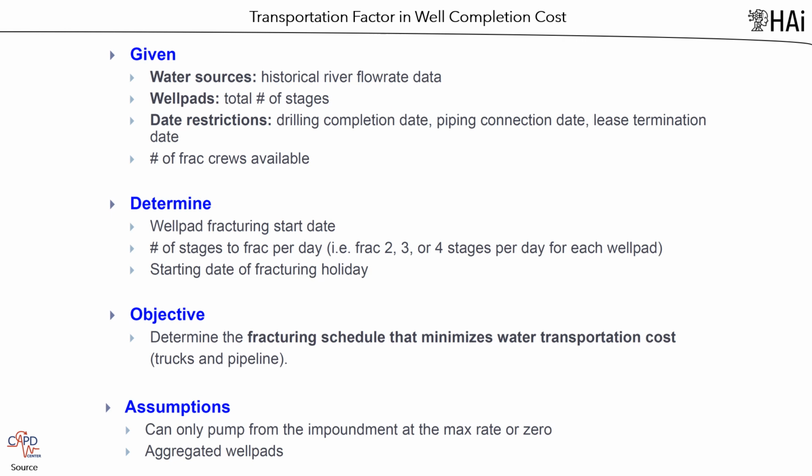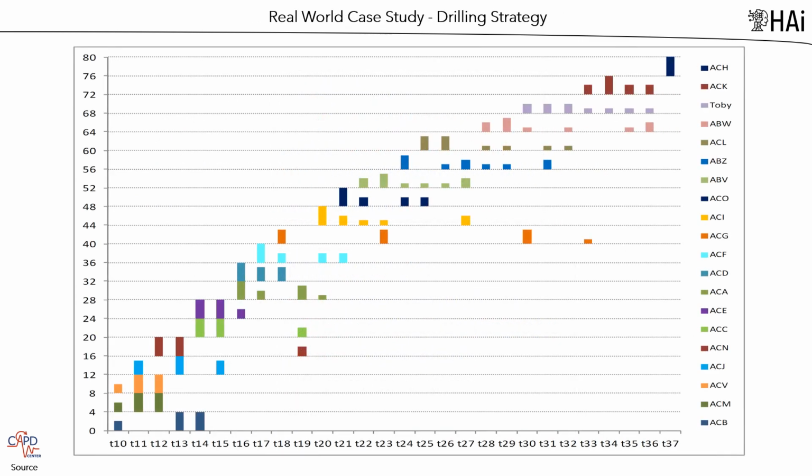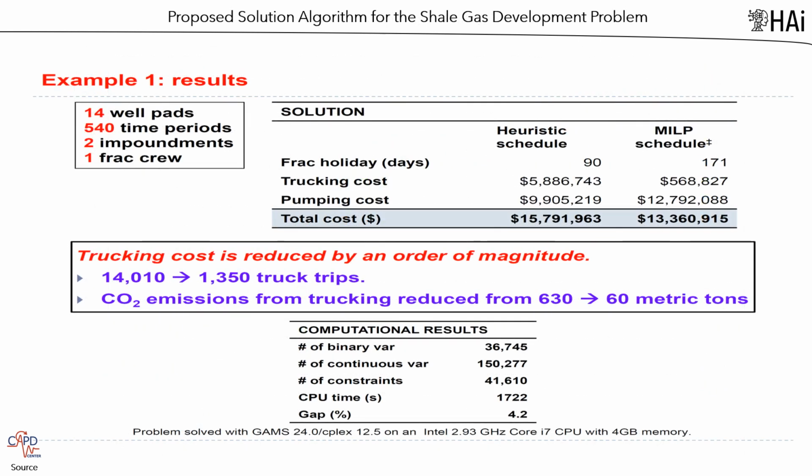Determine well pad fracturing start date, number of frac trips per day for each well pad, and starting date of fracturing holiday. Objective: determine the fracturing schedule that minimizes water transportation cost, trucks plus pipeline. Assumptions: can only pump from the impoundment at the max rate or zero, and aggregated well pad operations. The image shows the dimension of the problem. The image shows the drilling strategy by areas. Proposed solution algorithm for the shale gas development problem.